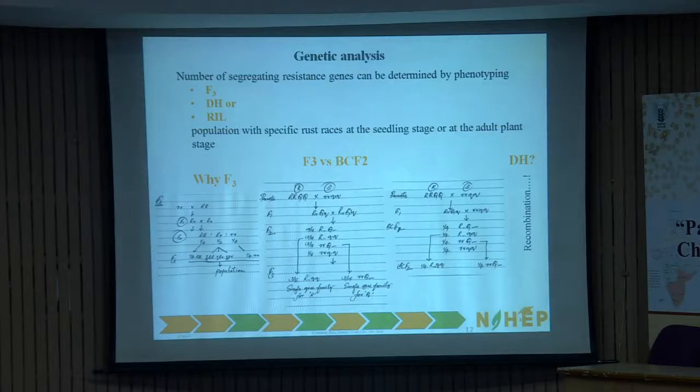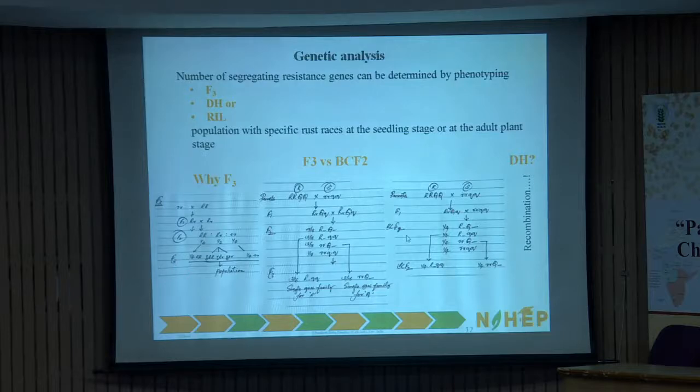Once you have a population, then you will analyze. You have a mapping population, F2 or F3, then you will analyze the genetics of that gene, whether it is a major gene, whether it is a QTL, whether one gene is there or two genes are there. Based on the segregation pattern you get in F2 or F2-derived F3 or BC1F2. I could not make this one in PowerPoint, so I wrote it. So if you see why we have to go for F3, F3 is very easy when it is a single gene, and you need very few lines to predict.